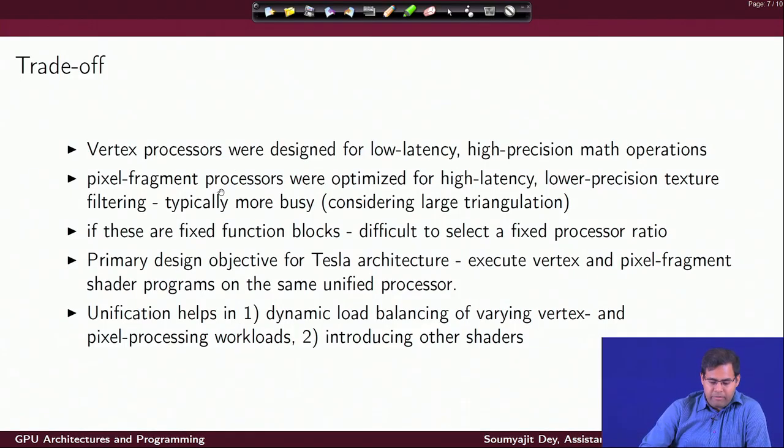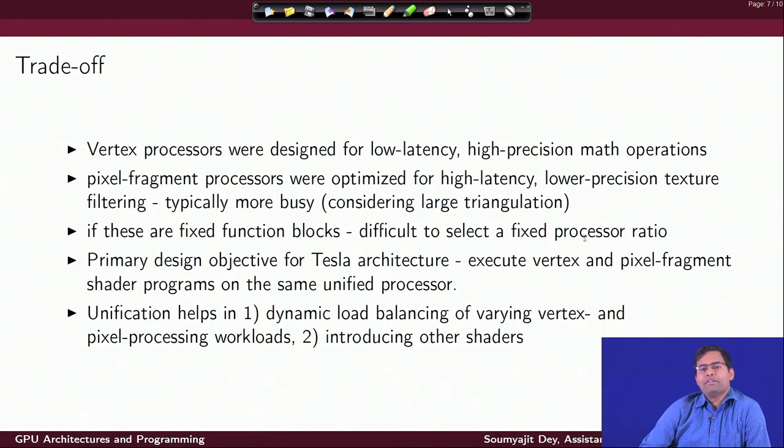When it came to the pixel fragment processing, they were optimized for high latency, but low precision texture filtering. They are typically more busy considering large triangulations. If I consider large triangulation of an image, there will be a lot of pixel points inside a specific triangle. So, processing at the pixel level will have a lot of compute load. For that, they need not be done at a high precision level, but the objective is to do more of them in parallel, right.